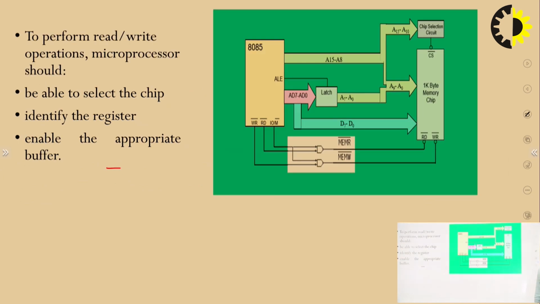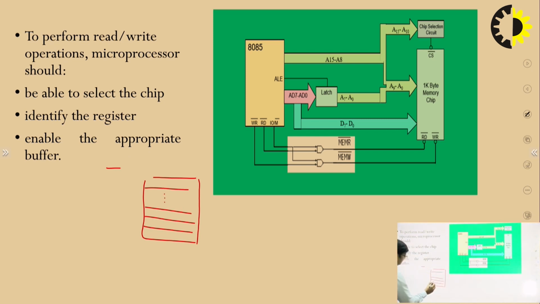Now, to perform read-write operations, the microprocessor should, number one, be able to select the chip. This operation is done by activating the chip select input. Second, the microprocessor should be able to identify the register. For example, this is our memory, and these are the different memory locations, which are also known as registers.